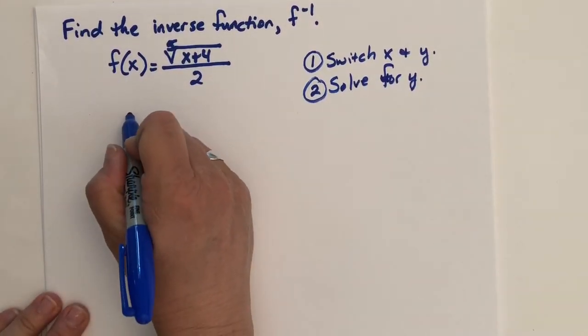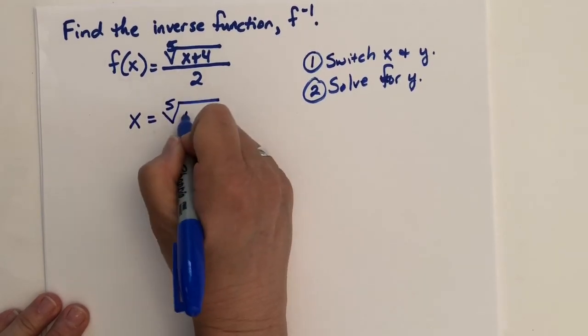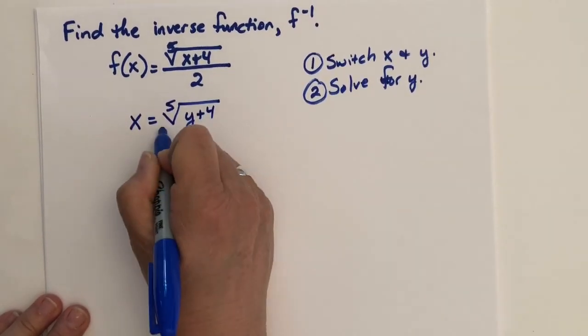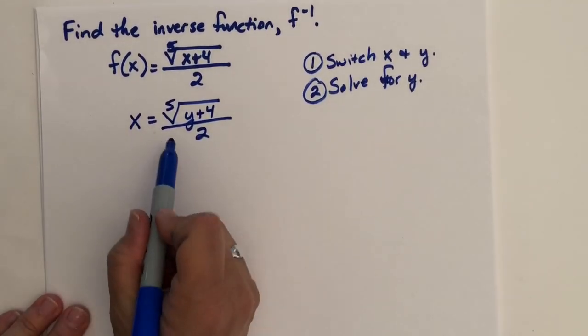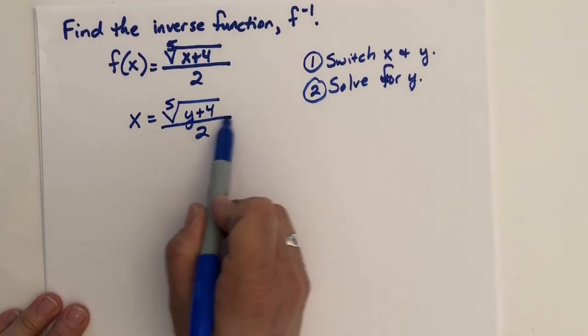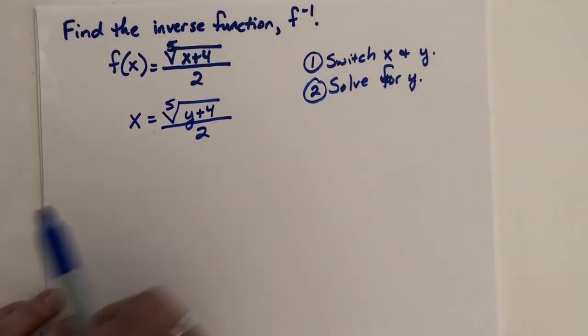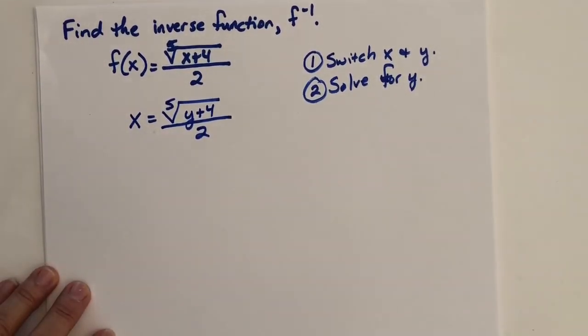We'll switch x and y, so x equals the 5th root of y plus 4 divided by 2. Make sure when you write something like this down, you're not sloppy. That radical sign stopped right here before our fraction bar, unlike the previous one where the radical sign went all the way down to the bottom of the fraction.